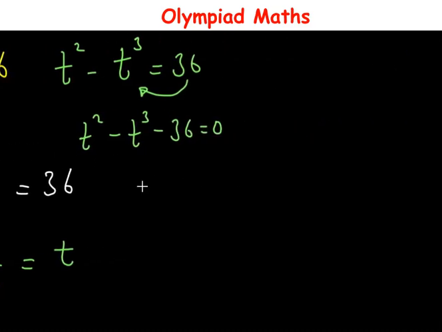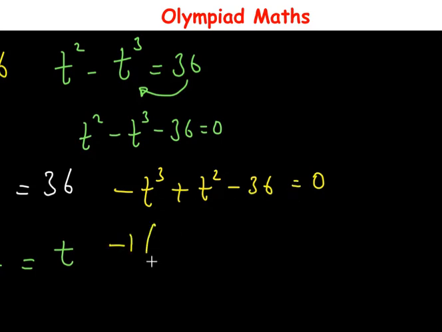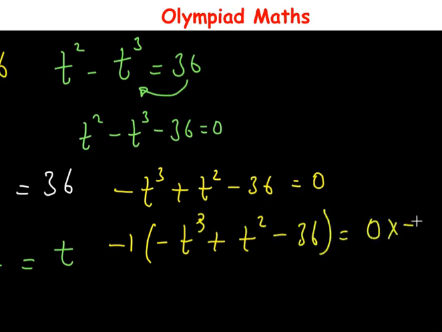So from here, let us then rearrange this. We have it as minus t raised to power 3 plus t raised to power 2 minus 36 is equal to 0. Now, multiplying both sides of the equation with minus 1. So minus 1 into bracket minus t raised to power 3, then plus t raised to power 2 minus 36 is equal to 0 times minus 1.